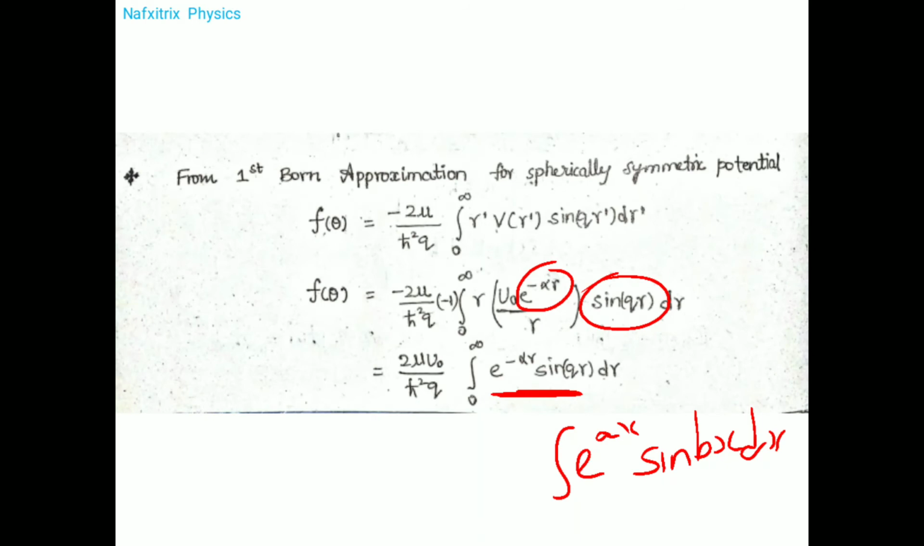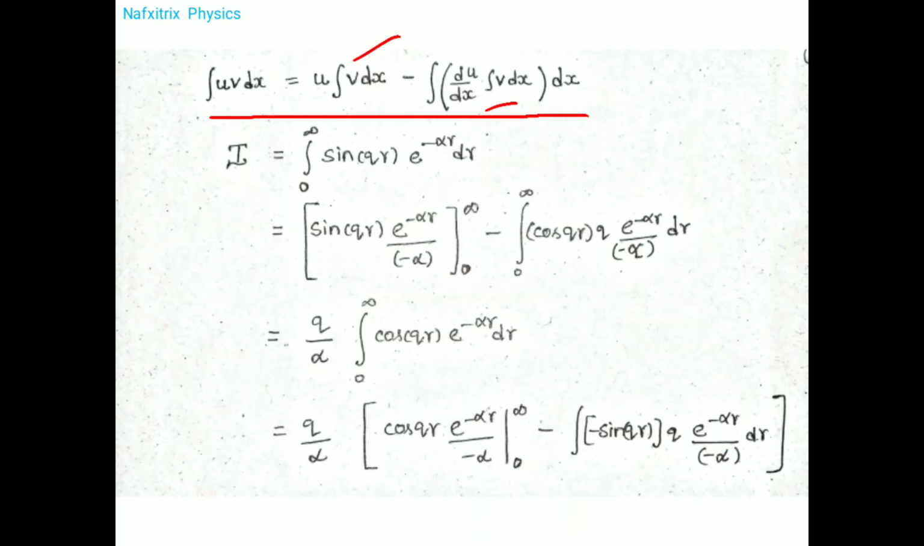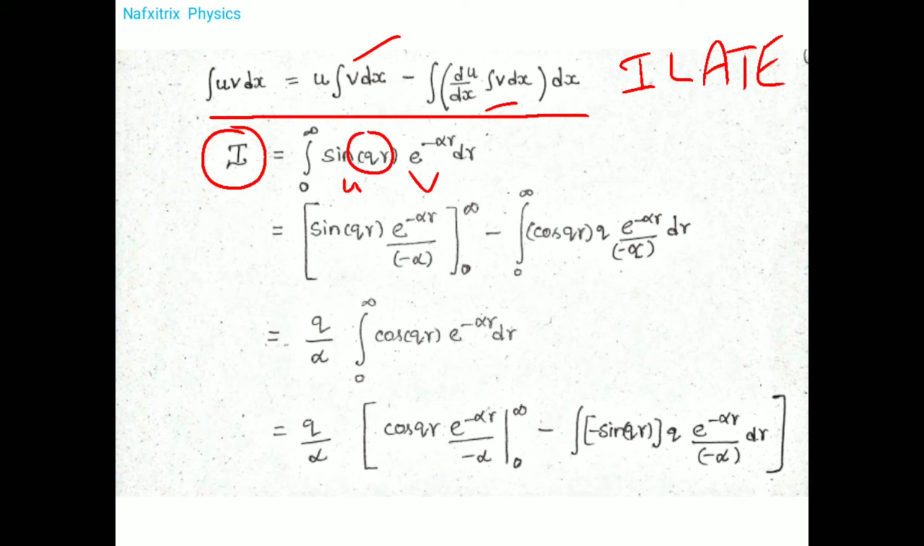So this is the integral we need to find out. Let I equal the integral from 0 to infinity of sine of qr e power minus alpha r dr, for ease of calculation. Now if we apply the uv formula, this is u and this is v. We follow the rule of inverse, logarithmic, algebraic, trigonometric and exponential, so first priority goes to trigonometric, then the exponential function. On applying the formula, u into integration of v dx: integration of e power minus alpha r is e power minus alpha r by minus alpha, again applying limits, and next minus integration of d by dx of u.